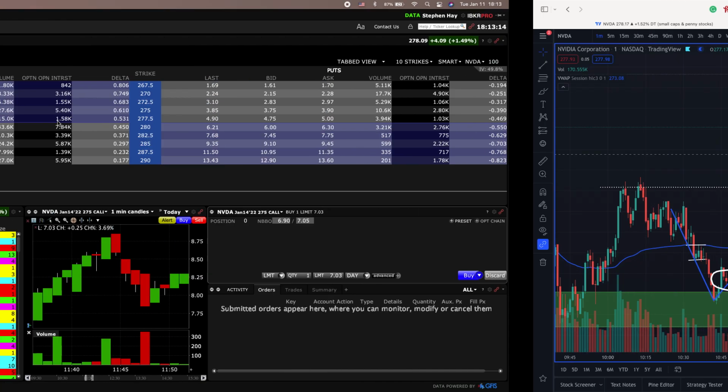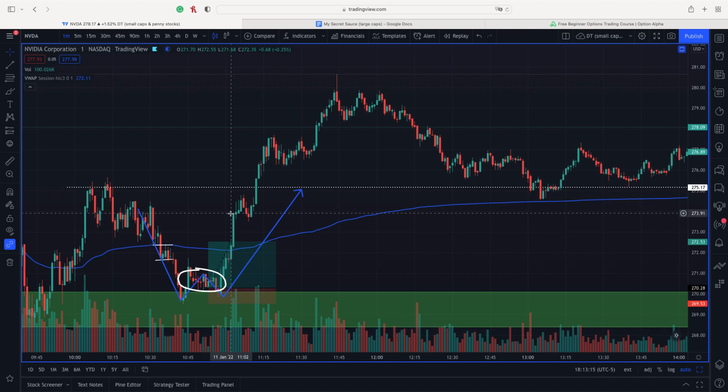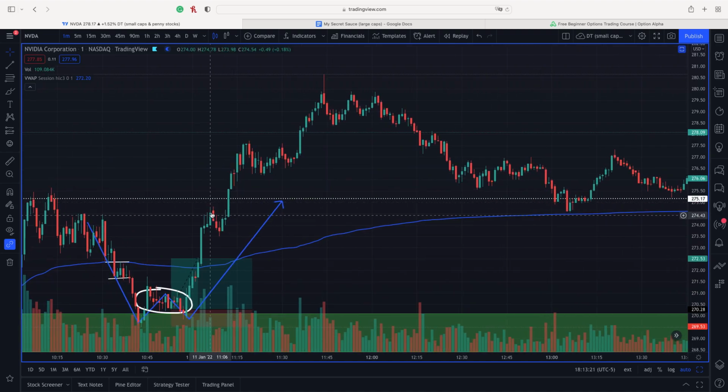If the stock goes in your favor, let's say you bought a call and the stock goes up, you're going to be making a lot more money because implied volatility is so high, right? But as soon as the stock stops moving in your direction, or it stalls, or it pulls back, you're going to be losing a lot of the value of the contract.